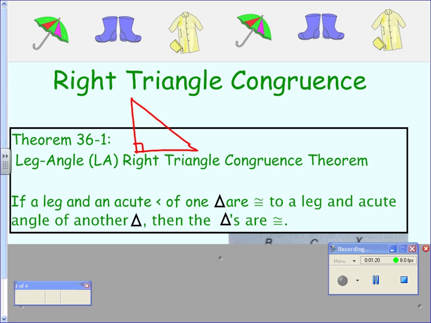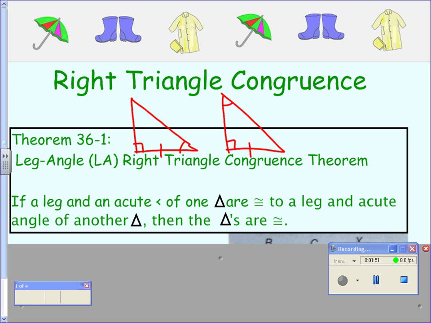You have a right triangle where a leg and an angle are congruent to a leg and an angle of another triangle. What does this look like? Angle, side, angle, right? But since we have one angle that's a right angle, we don't use angle, side, angle. We use the leg angle. Does that make sense?